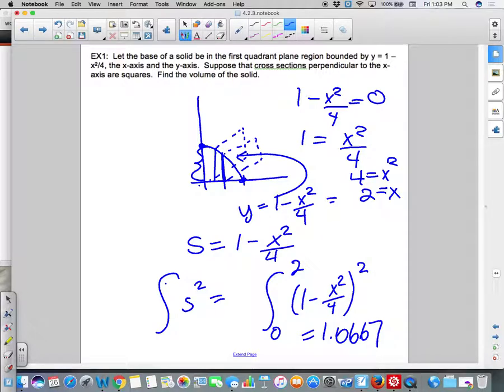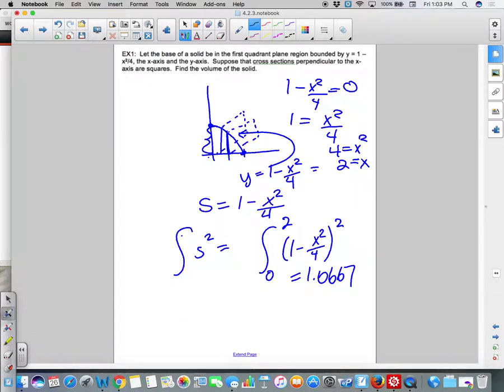Okay, so the idea is you integrate the cross-sectional area, whatever it is. If it's perpendicular to the x-axis, if you slice it vertically, you do it with respect to x. If you do it horizontally, you do it with respect to y. So if it was the other way, what would change about this? A lot would change. All right, if I go the other way, oh sure, why not? Let's do it the other way.